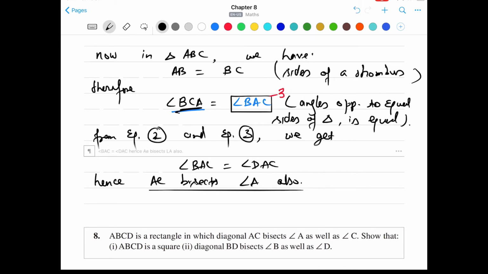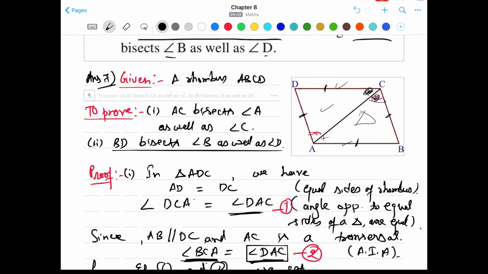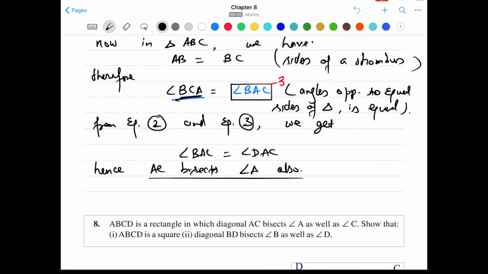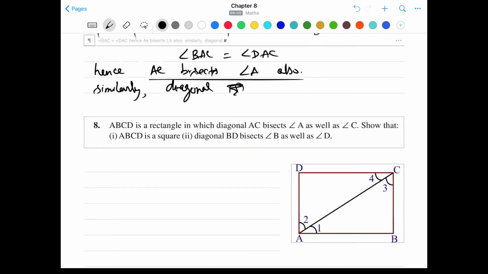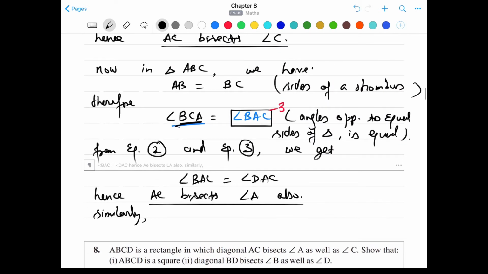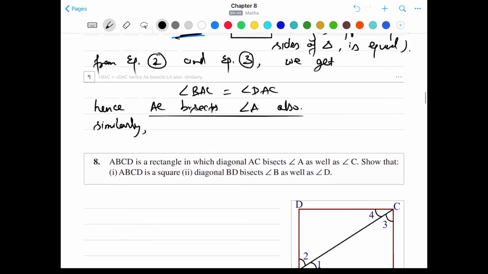So instead of solving the second part, that BD is bisecting angle B and D, we'll directly just write similarly, diagonal BD bisects angle B as well as angle D.